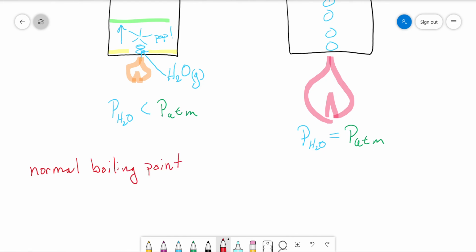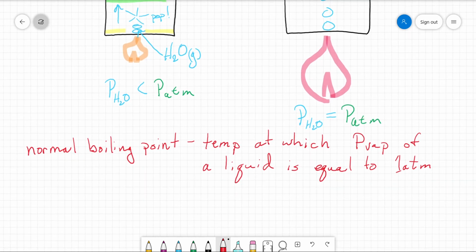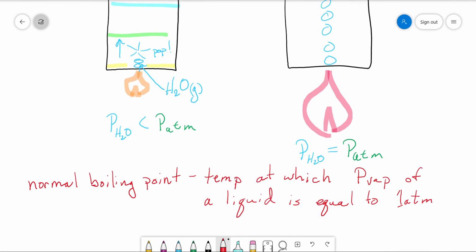is the temp at which PVAP of a liquid is equal to 1 atmosphere. 1 atmosphere. Okay, that's what we call the normal boiling point. Water is at a boil, however, when PVAP equals vapor pressure. I'm sorry, PVAP equals atmospheric pressure.